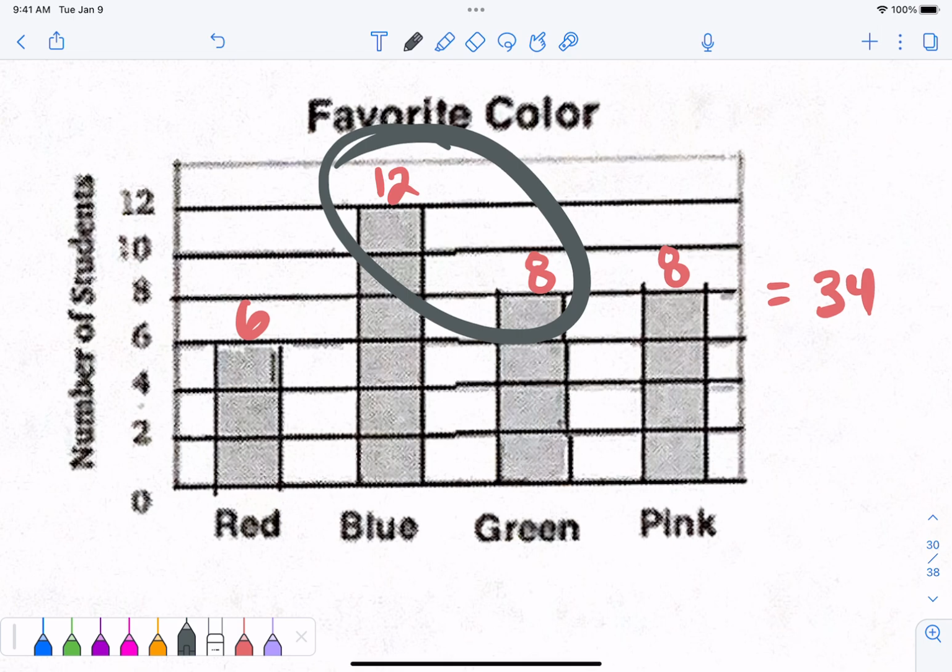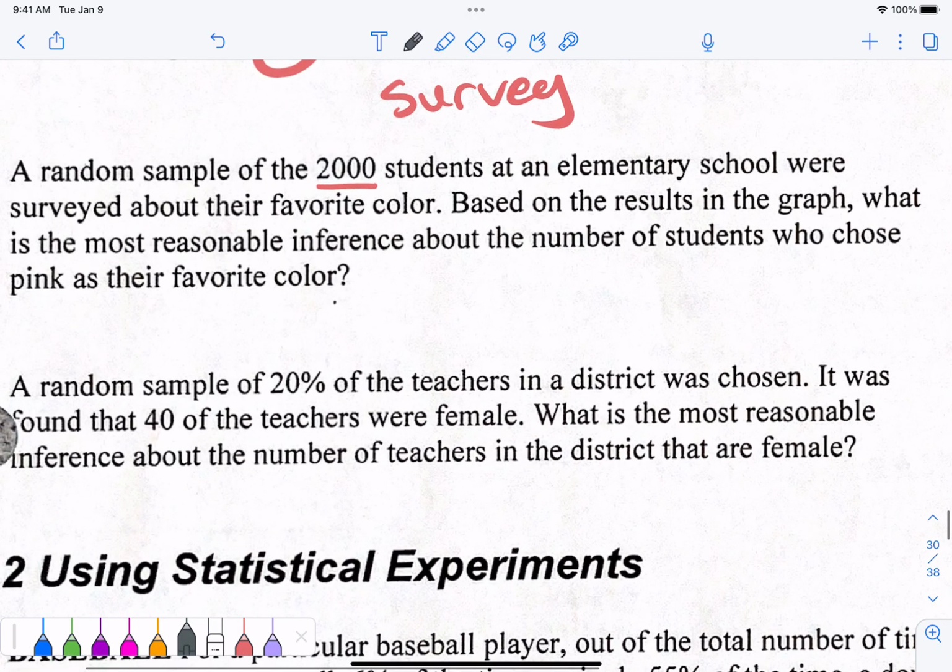Okay, that's a good strategy because you'll get to the total faster, right? 8 and 12 is going to make a nice even 20, rather than adding them in order. Okay, so that's what I would do. 34 is the total. So we did not survey all 2,000. We only surveyed 34. All right.